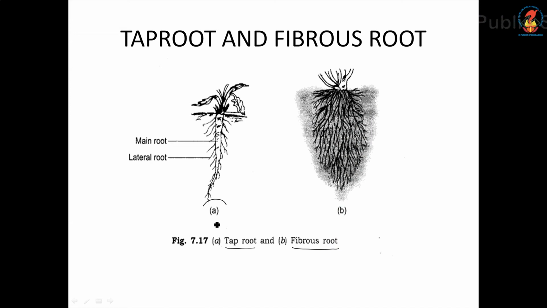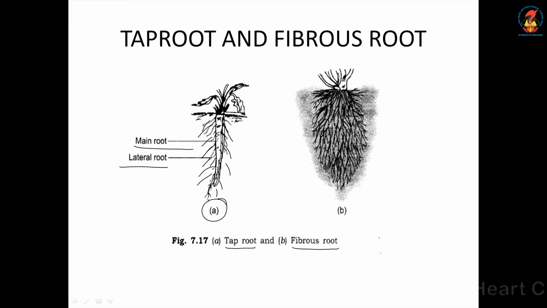The first diagram shown here, that is A, is a taproot system. Now can you see this taproot? Just observe it carefully. The main branch of the root which is starting from the base is actually very wide. Can you see? It is very prominent and you call it the main root. So the main root of this plant is very prominent. And you can see small branches coming out from the main root. They are called the lateral roots.